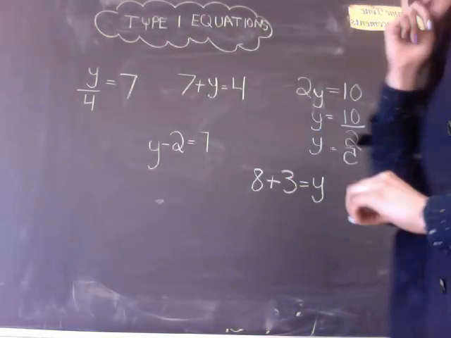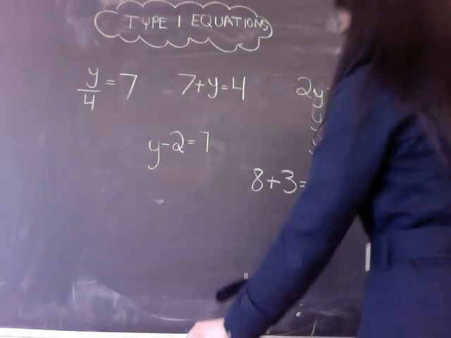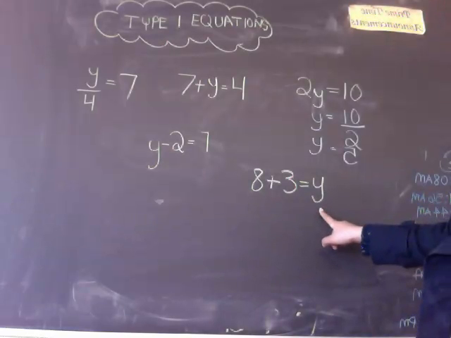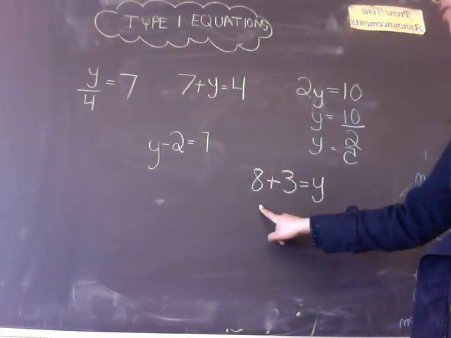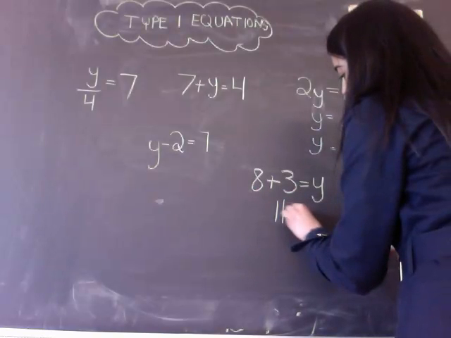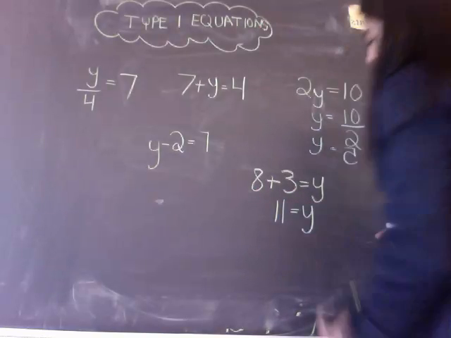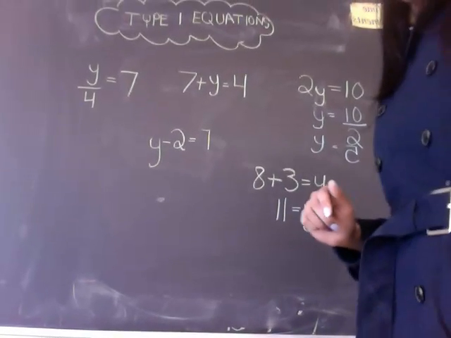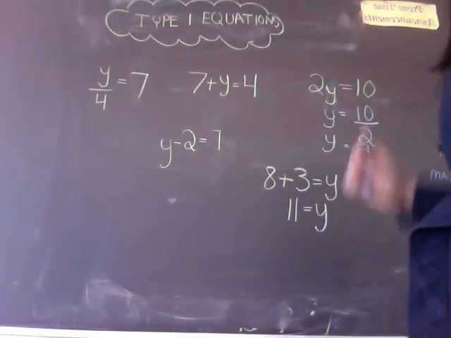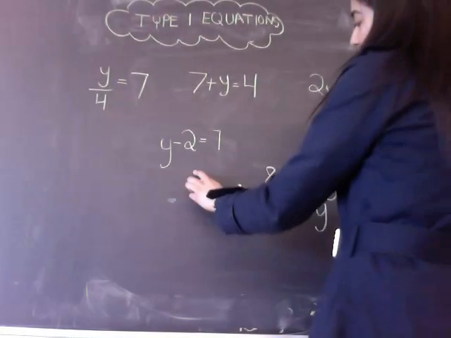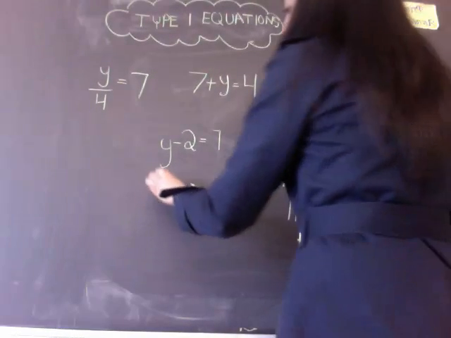Okay? Moving on to a question like this one, here you already have y on one side of the equation. On the other side you have 8 plus 3, so all you're going to do is add the 8 plus 3 and you get 11 is equal to y. Okay, nice and simple. You know that you're done when you have one value for y and you have completely isolated it.